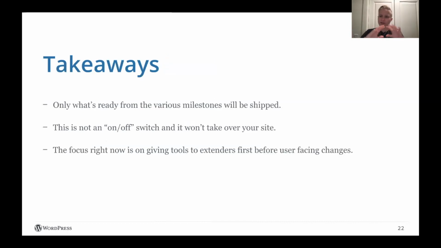So some key takeaways. I know this is a lot of information. So only what's ready from the various milestones will be shipped. This is not an on-off switch and it won't take over your site. The focus right now is on giving tools to extenders first before user-facing changes. And that's a big lesson that was learned from the 5.0 merge where Gutenberg and the core editor was brought into the WordPress experience. And this is something that thankfully we're in a position where, because of these interrelated projects, we're able to move in a more flexible and adaptable way to release what's ready and not anything else.